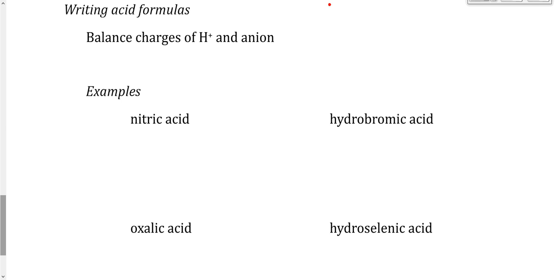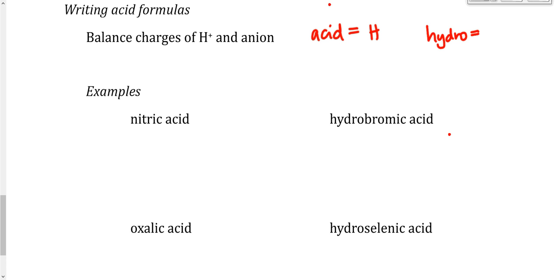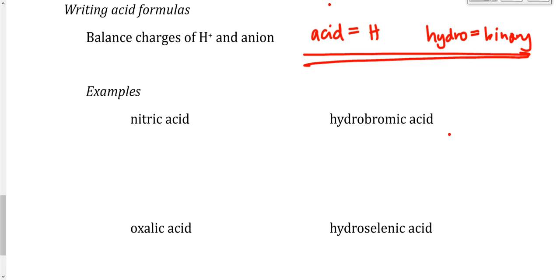So you have to balance the charges of your H plus and whatever your anion is, exactly like we did before. But the key is this, that when you see acid in the name, that means it contains hydrogen, that you have H. Okay? When you see hydro in the name, that has nothing to do with it having hydrogen. Hydro means that it is binary. This is very important right here. This is where most students make the mistake.